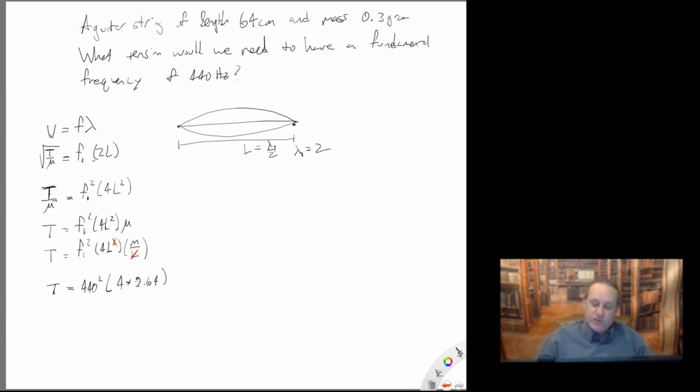meters. Okay, so we have to make sure to turn L into meters so that all of our units work out. And then likewise with the mass, we need to put it into kilograms. So that's 0.3 times 10 to the negative 3. Okay, so putting it into kilograms is like dividing by 1,000. And let's see what we get. We get 148.7 newtons.